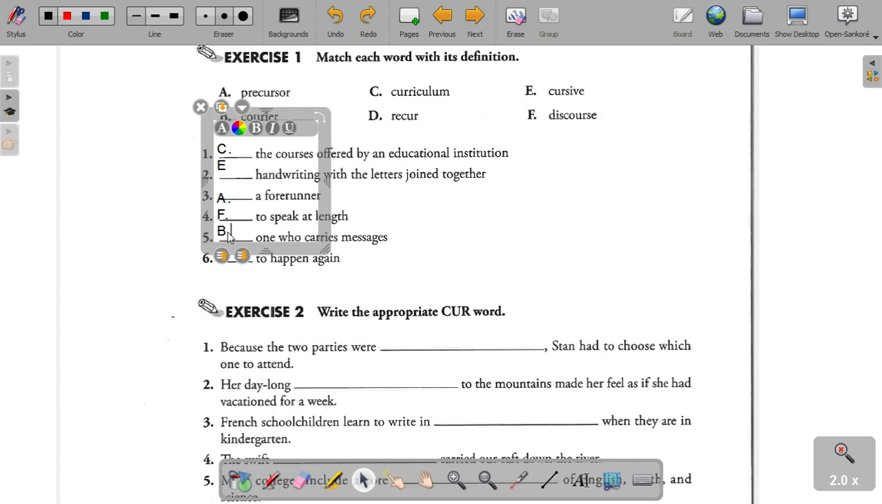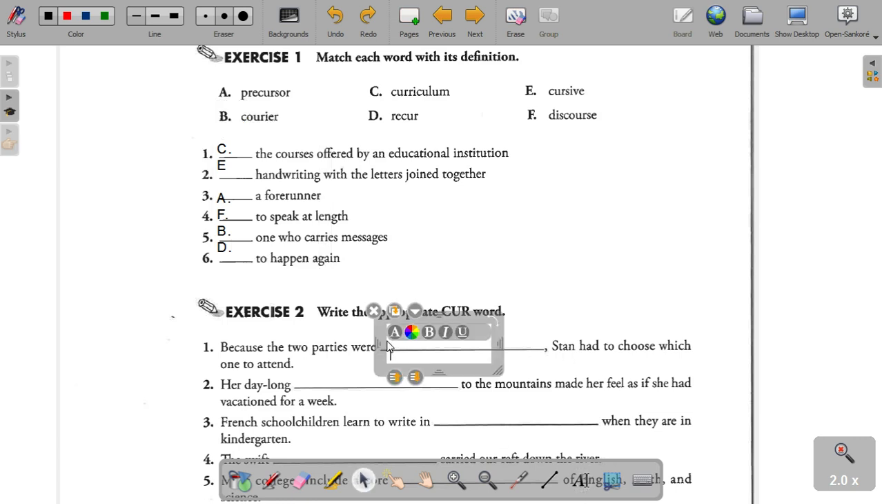Very good. And then lastly, to happen again, literally to run back, would be correct. D, recur. Very good. So I'm sure you got all of those right, hopefully, and I believe in you guys. Okay, so let's go ahead and move on.